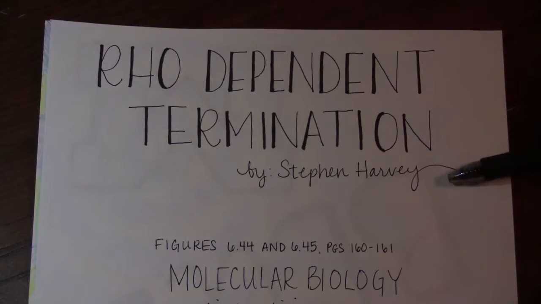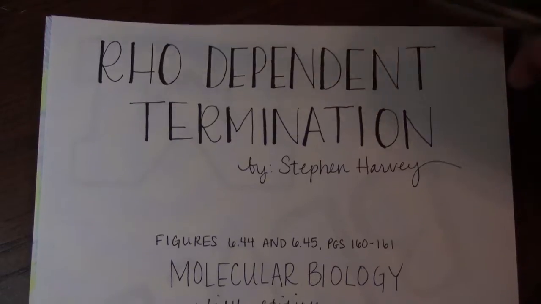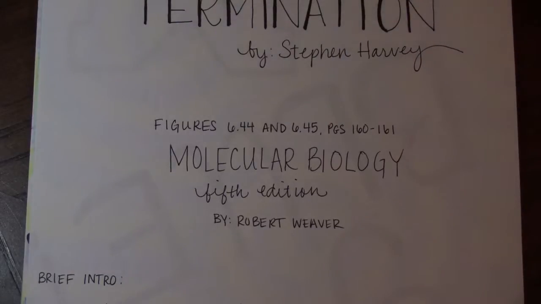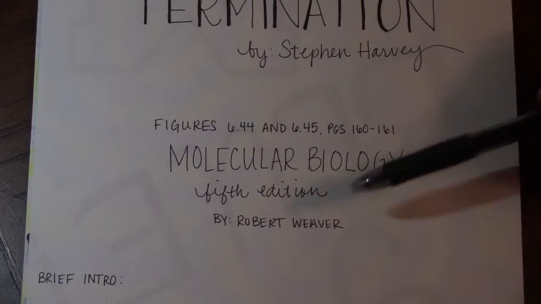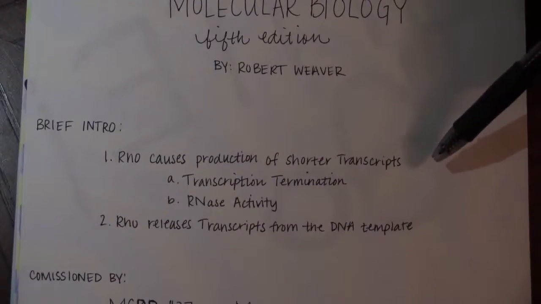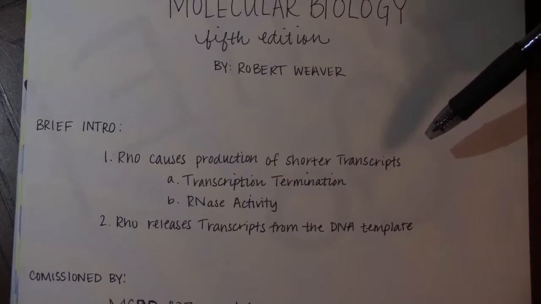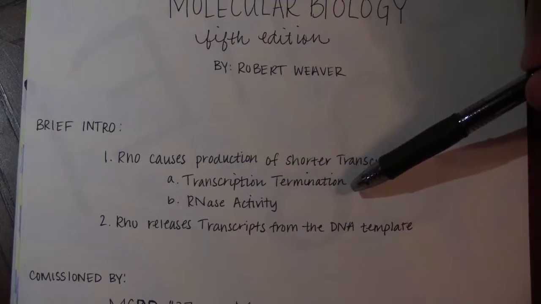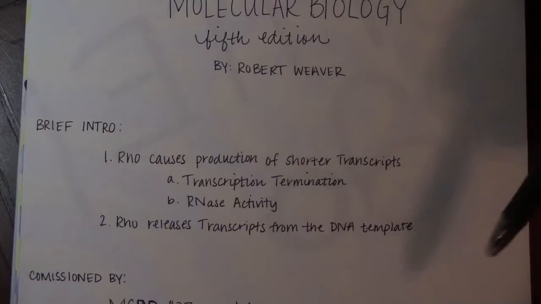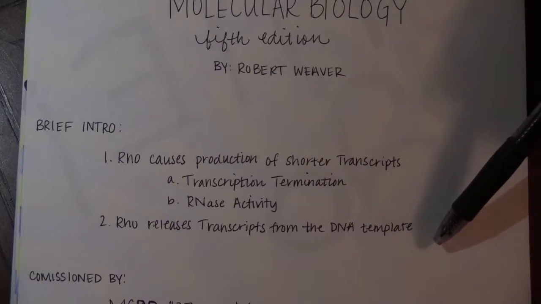I'm Stephen Harvey, and today I'll be explaining some of Jeffrey Roberts' 1969 experiments regarding aspects of rho-dependent transcription termination, specifically regarding figures 6.44 and 6.45 from Robert Weaver's Molecular Biology, 5th edition. First, we'll address rho's ability to produce shorter transcripts by either transcription termination or RNase activity. And then we'll see evidence that illustrates whether rho releases transcripts from the DNA template.